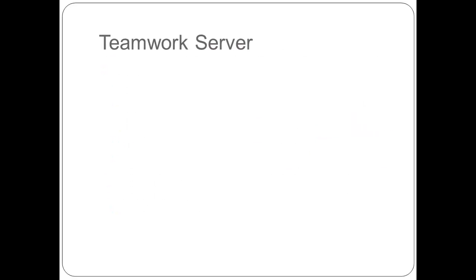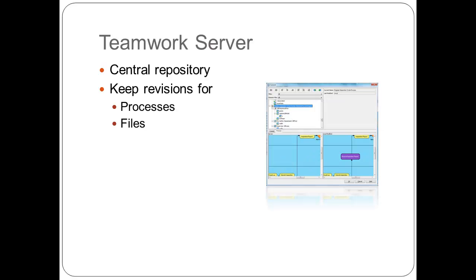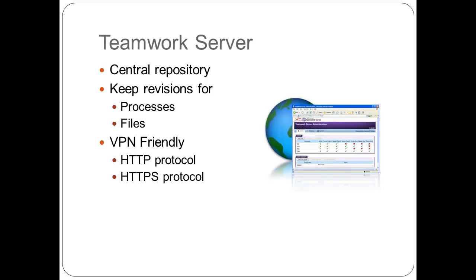And our Teamwork Server Advanced Edition provides the above features. The Teamwork Server is a central repository to keep the process and the files, and it will help you keep the revisions of the process and the files. And you can check them back. You can check out the older, earlier versions from the server with just a few mouse clicks. So you don't need to worry about renaming the file and keeping backups by yourself, because everything is in the central repository.